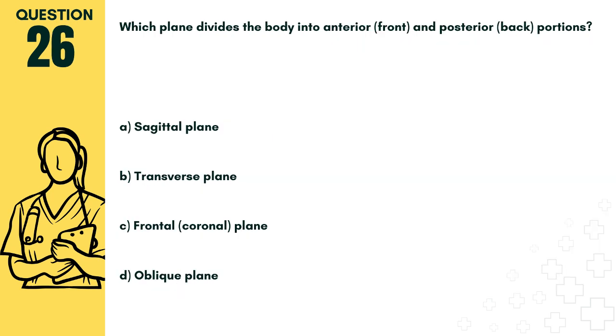Question 26. Which plane divides the body into anterior, front, and posterior, back, portions? A. Sagittal plane. B. Transverse plane. C. Frontal, coronal, plane. D. Oblique plane.